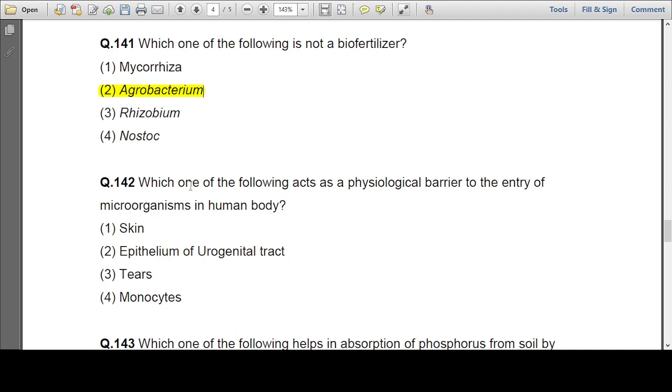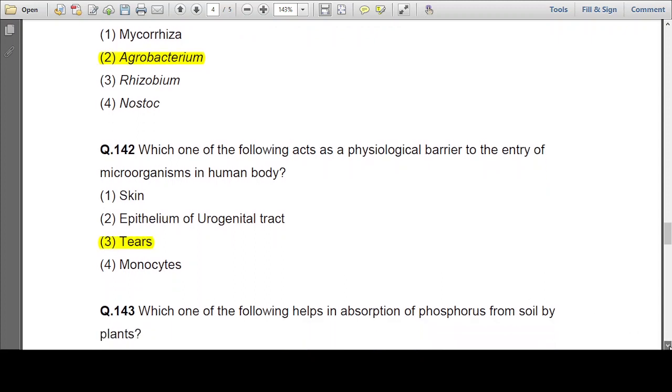Now 142. Which one of the following acts as a physiological barrier to the entry of microorganisms in the human body? One is a physiological barrier, another is a physical barrier. Skin is a physical barrier. Epithelium of the urogenital tract, again physical. Tears, yes, it is physiological. Monocyte comes under cellular barriers.